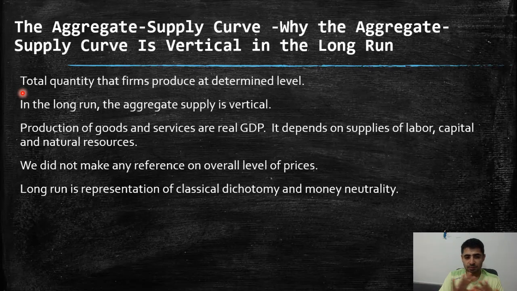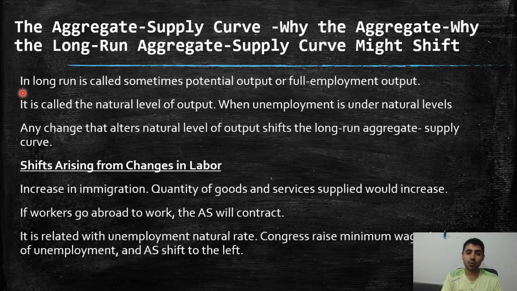We didn't make any reference to the overall level of prices. For this reason, prices don't affect output production in the long run. So the long run is a representation of the classical dichotomy and money neutrality. It means that there are no effects from nominal variables on real ones.